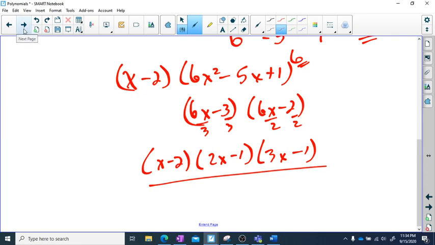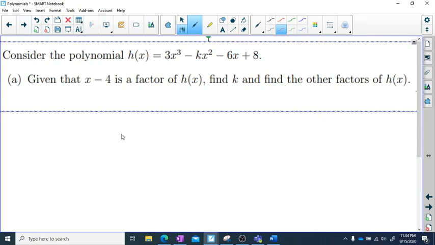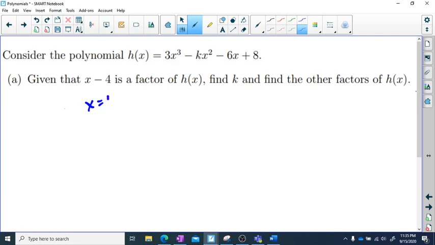Now the last example I have here combines remainder theorem and factor theorem kind of together in one question. It says, given that x subtract 4 is a factor of this, so it's telling you a factor, find the other factors after you figure out what the missing coefficient is. So let's figure out the missing coefficient first. Well, according to what I read here, if I substitute x equals 4, the remainder should be 0 because that's the only way something can be a factor of something.